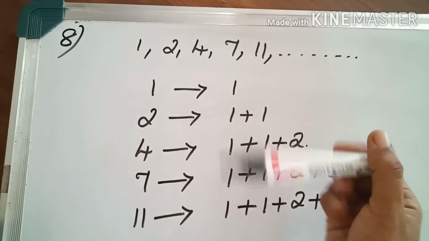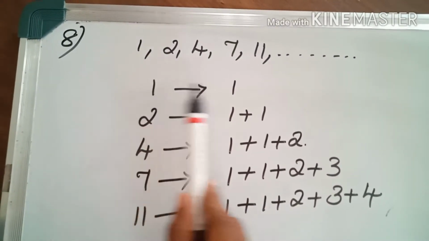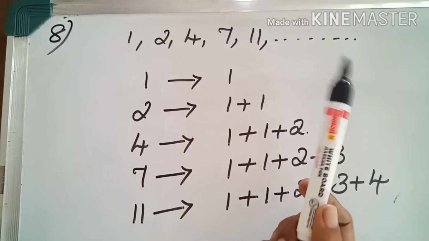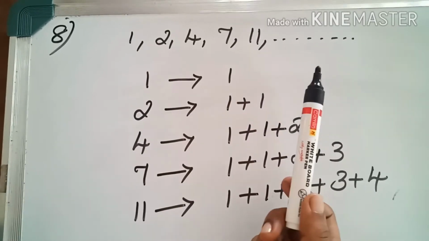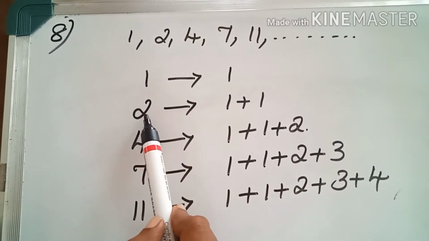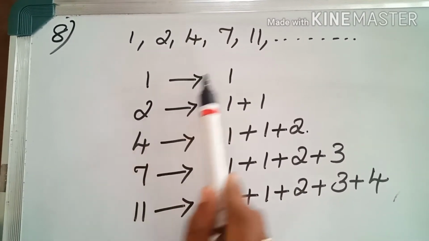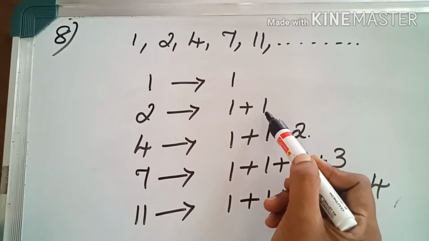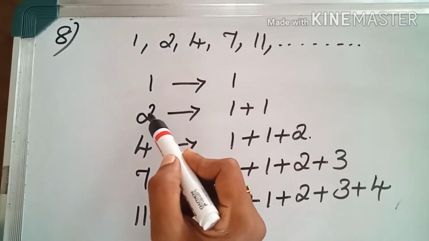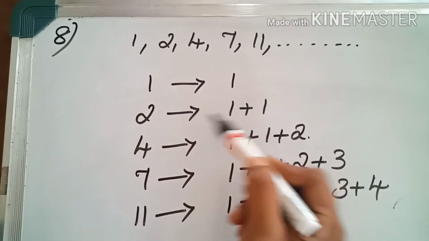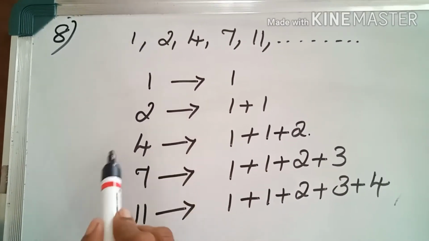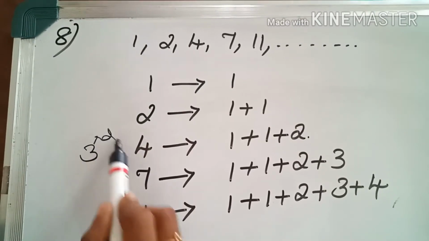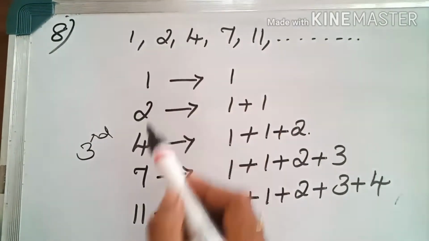Okay. Now let's check. First line's first number, that is 1. Nothing to add or subtract, that number itself. Now to get the second line's first number, that is 2, what do we have to add to this 1? Only 1 is enough to add. So 1 plus 1 is 2 here. Now come to the third line. Third line's first number is 4.